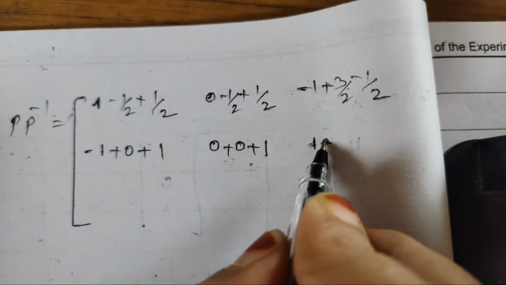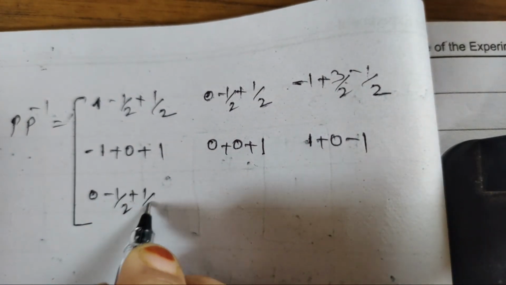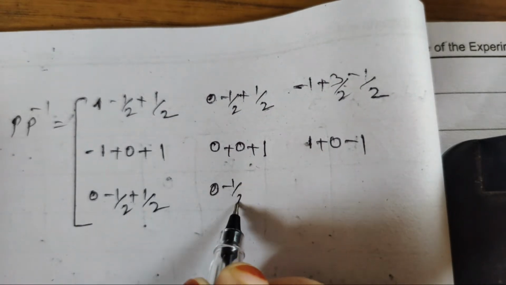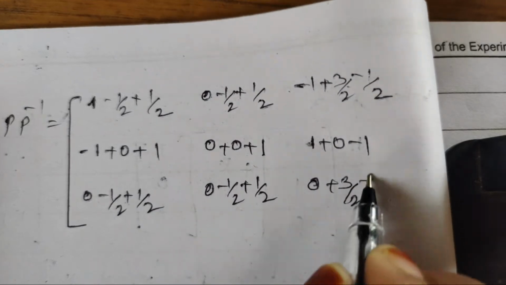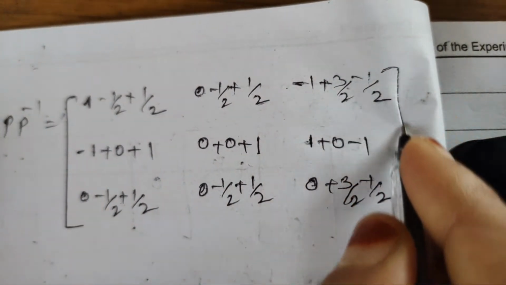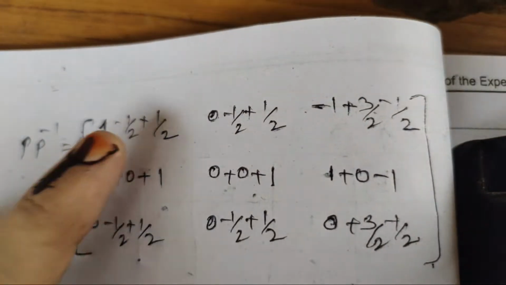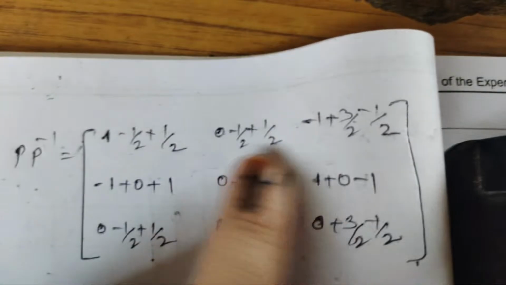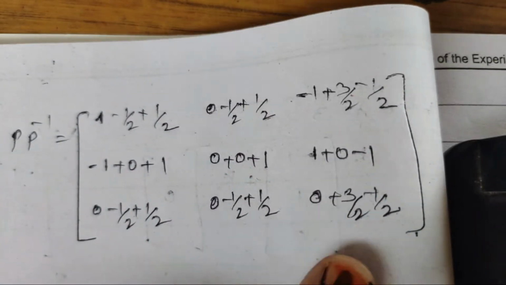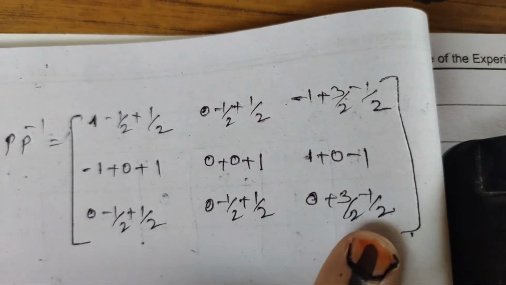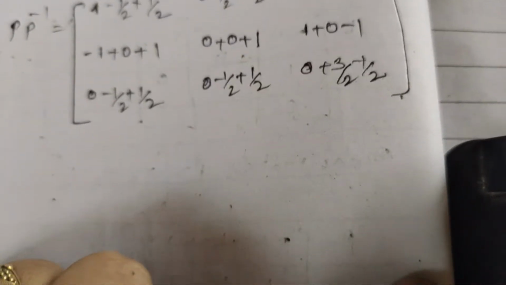Next will be 1 plus 0 minus 1, 0 minus 1 by 2 plus 1 by 2, 0 minus half plus half, 0 plus 3 by 2 minus 1 by 2. Right? Then you are going to get, see here, minus half plus half will get cancelled. This is completely 0. This is 0. This is 0. 1, 0. 0, 0, and this is equal to 1. 3 by 2 minus 1 by 2 will give you 2 by 2. 2 by 2 is equal to 1. So our orthogonality has been verified.